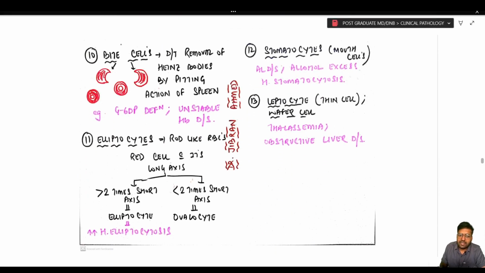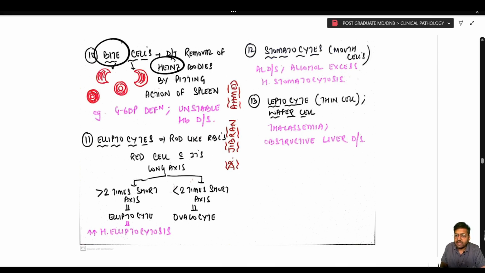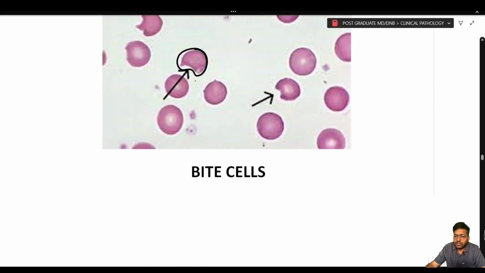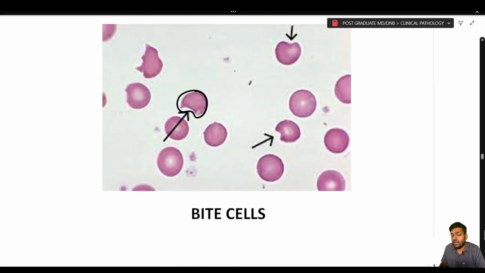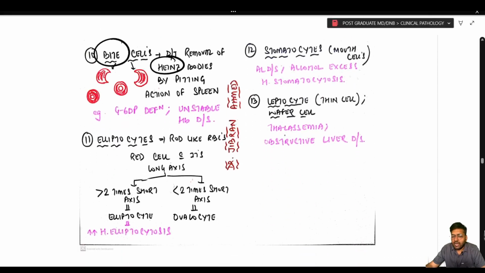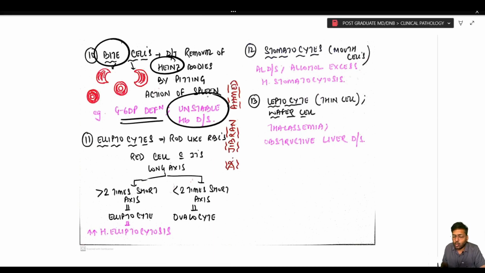As I was just telling you, bite cells occur due to the removal of Heinz bodies by the pitting action of the spleen. Those RBCs which are G6PD deficient are subjected to oxidative damage. So when they go into the spleen, the splenic macrophages bite off a portion containing the Heinz bodies. So it occurs because of the removal of the Heinz body by the pitting action of the spleen. They are classically seen in G6PD deficiency and unstable hemoglobin disease.